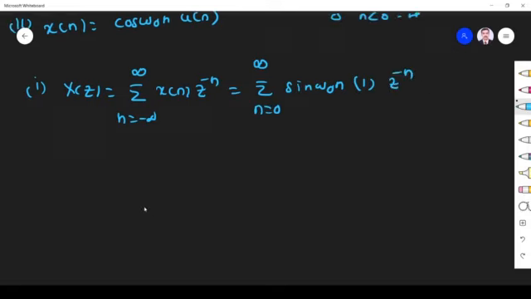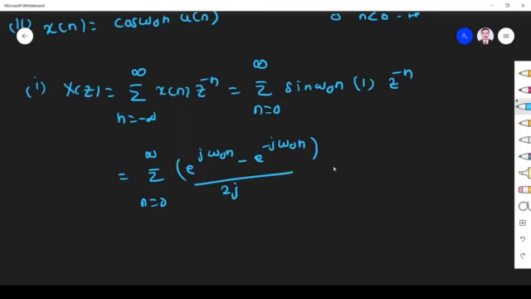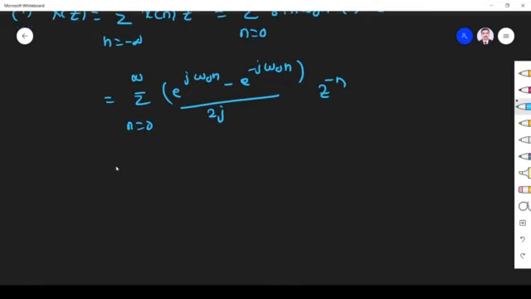Right? So what I do, I can write sine omega naught n as, you see, as per Euler's equation, sine omega naught n I can write as e power j omega naught n minus e power minus j omega naught n divided by 2j, z power minus n. Fine, so I take 1 by 2j outside, right?